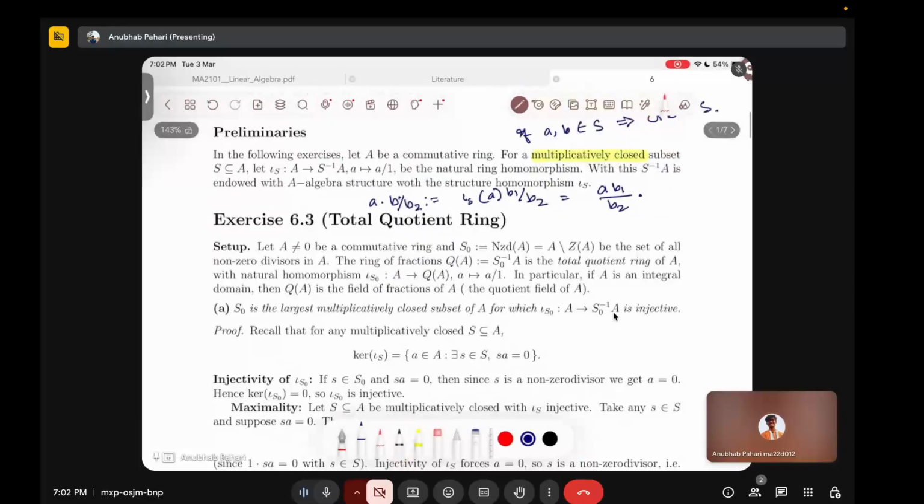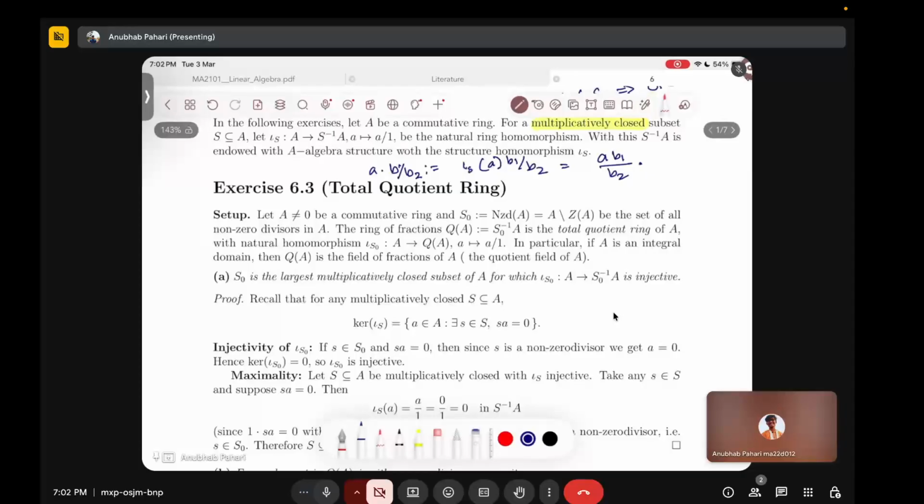Now we come to our first exercise. The first exercise says: let A not equal to 0 be a commutative ring, and S0 be the NZD of A, that is A minus Z(A), which is the set of all non-zero divisors in A. The ring of fractions Q(A) is defined as S0 inverse A. Non-zero divisors means that a dot b cannot be 0; their product should always be non-zero.